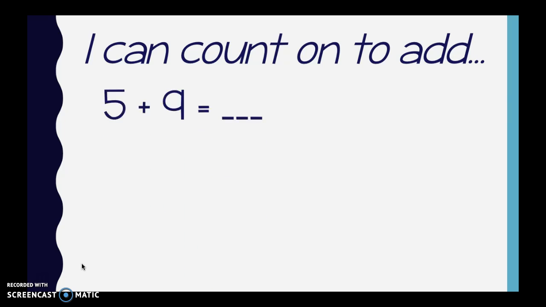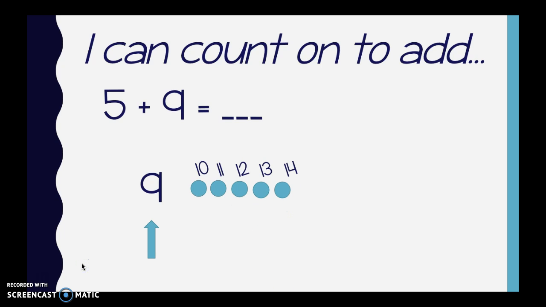For example, if I have 5 plus 9, I can start by saying 9 because that's the bigger number. I don't want to count up 9. That's a huge number. I'm going to say 9, and then I'm going to count up 5. 9, 10, 11, 12, 13, 14. Look, I counted up 5. So my answer is 14.